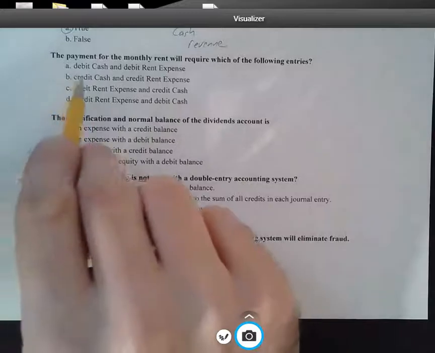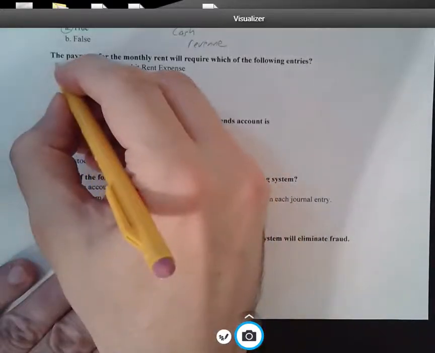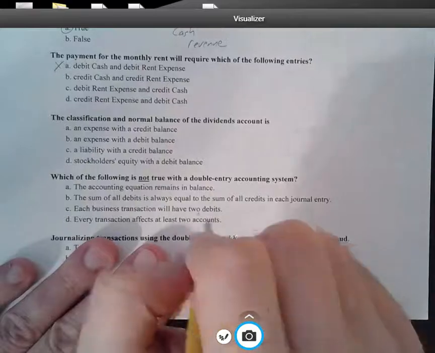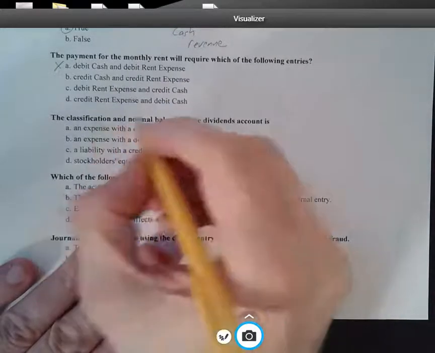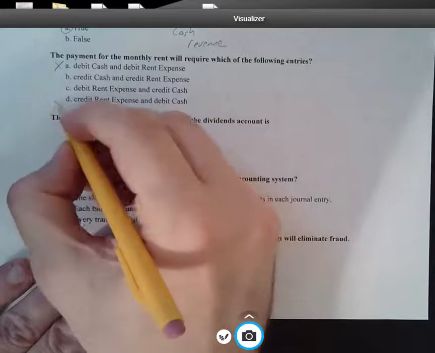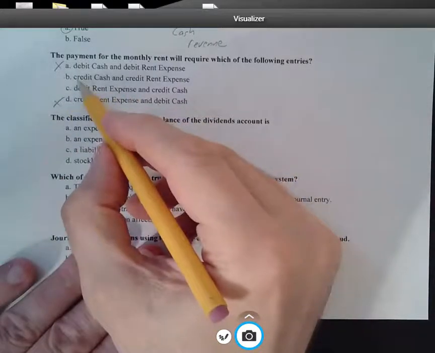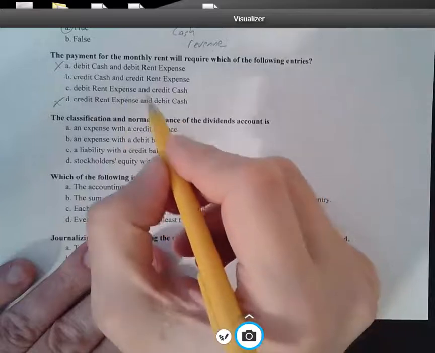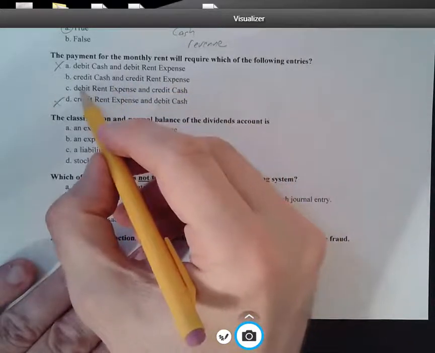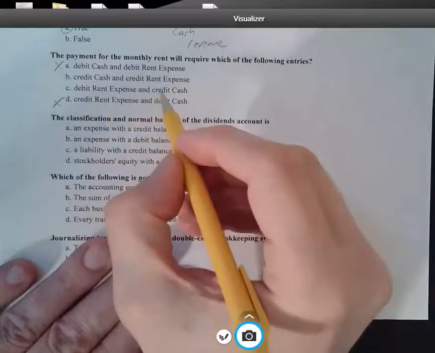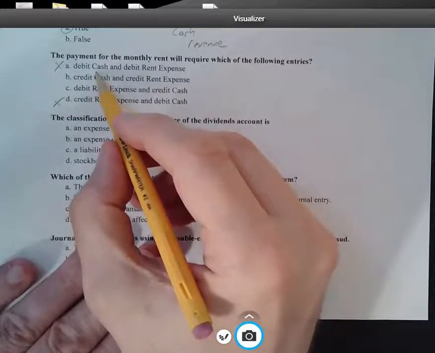Choice A says we're going to debit cash. Well, that's automatically wrong because cash is going down, not up. Choice D also wants to debit cash, so that's going to be wrong. Choice B says credit cash and credit rent expense, and choice C says debit rent expense and credit cash. Okay, well, choice B is wrong because we can't do this here.